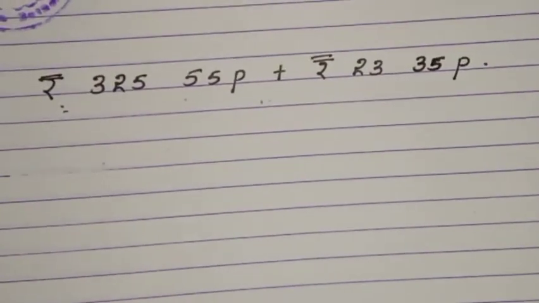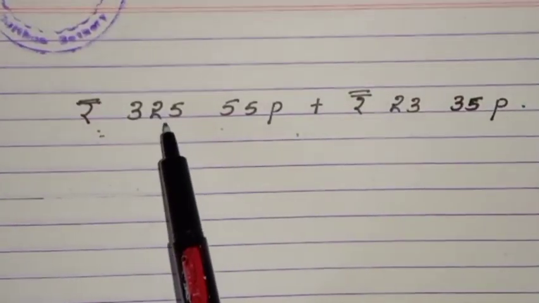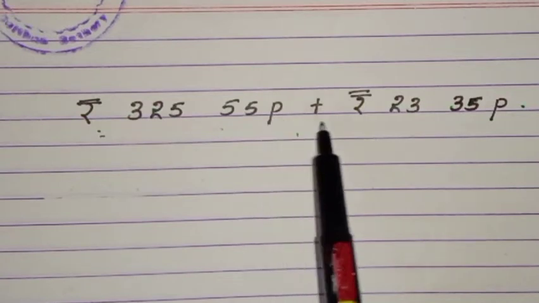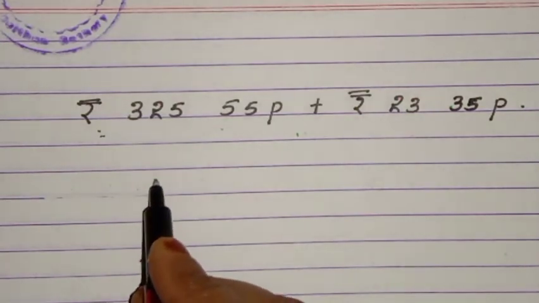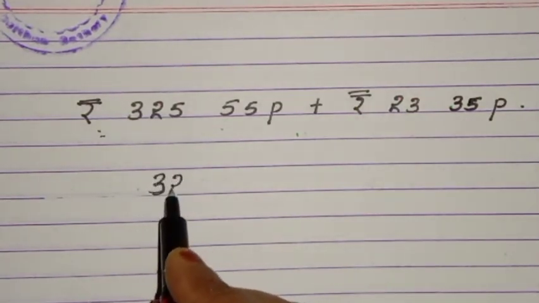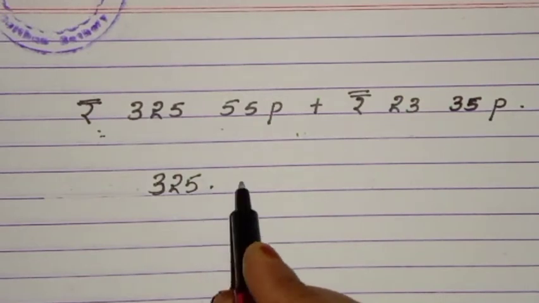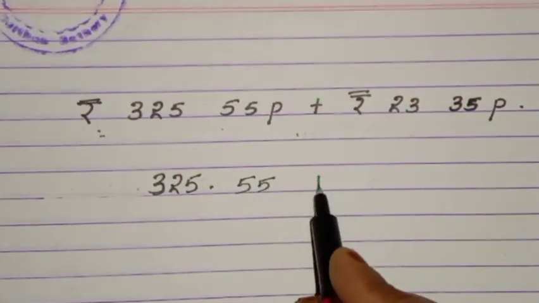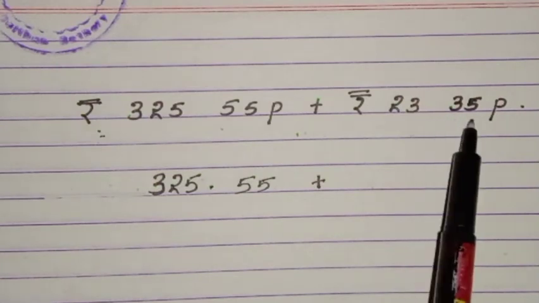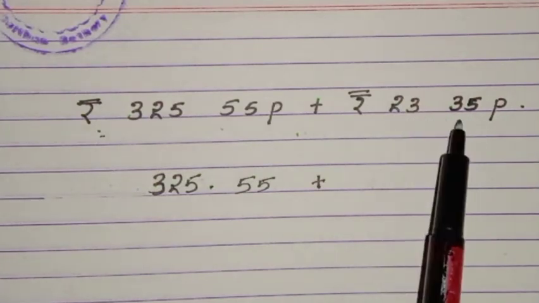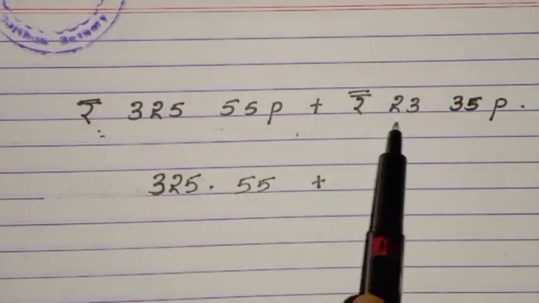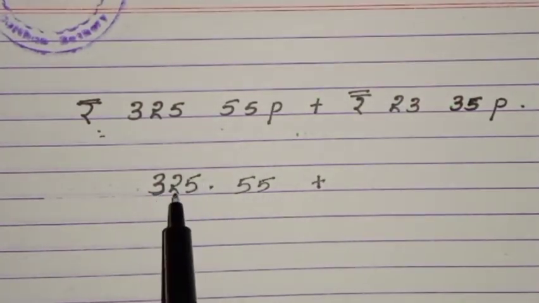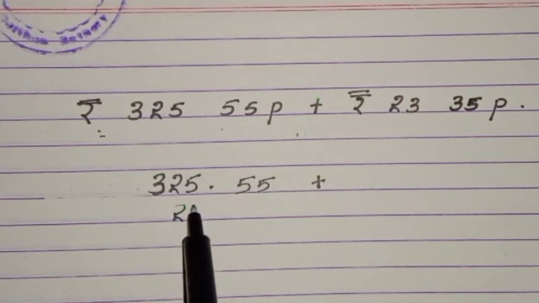One more question. Rupees 325 and 55 paise plus rupees 23 and 35 paise. So you can add these numbers. First we write 325 rupees plus 55 paise. Then 23 rupees and 35 paise. When you're writing 23, I already told you to write according to the place value. Here 3 is the ones digit, and this is only a 2-digit number. So don't write below 3, you write below 2 here. You can write 23 here.